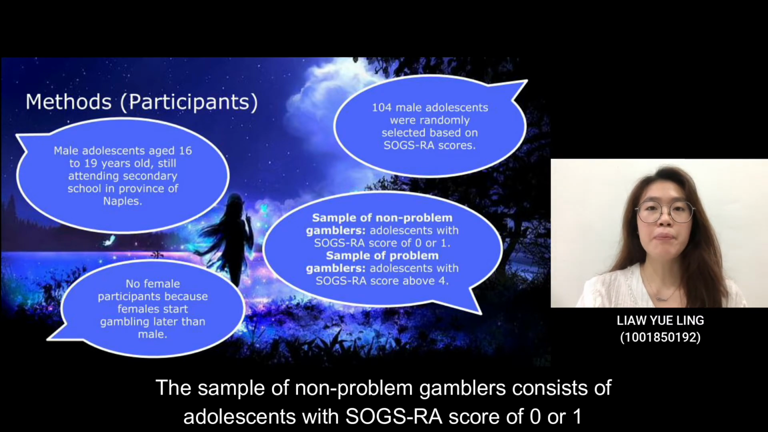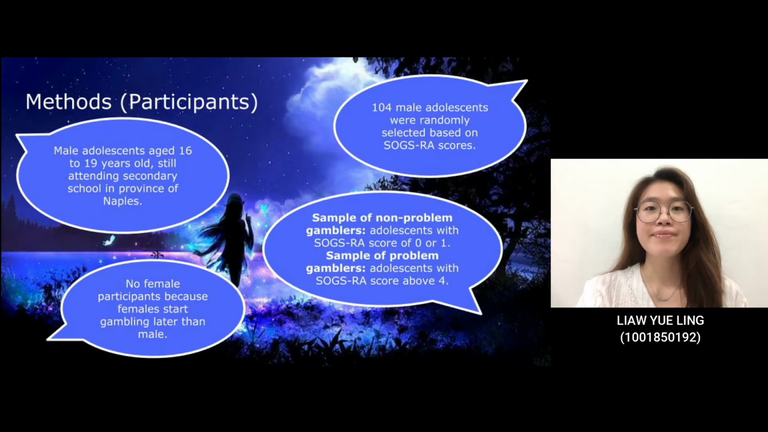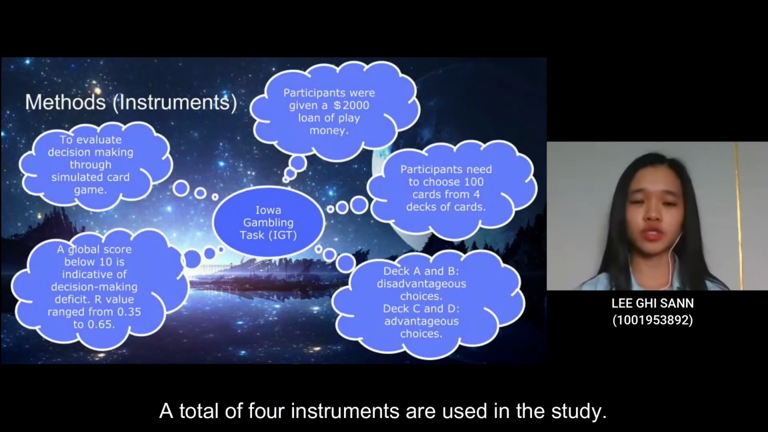The sample of non-problem gamblers consists of adolescents with SOGS-RA scores of 0 or 1, whereas the sample of problem gamblers consists of adolescents with SOGS-RA scores above 4. A total of 4 instruments are used in the study.